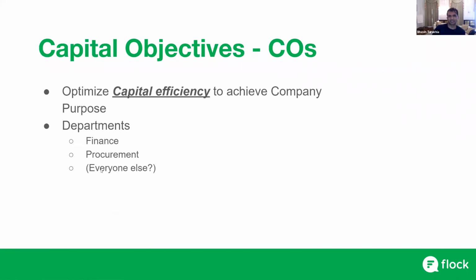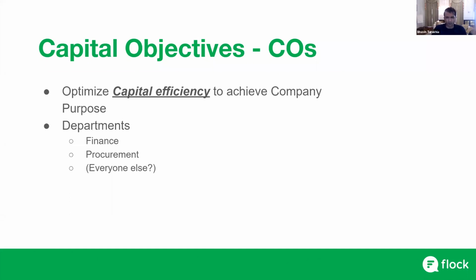And then there is the notion of capital objectives, which is optimizing capital efficiency to achieve the company purpose. So things like cost reduction, raising funds, investments, and making sure that we're using our capital efficiently. There could be certain departments that are focused more on capital efficiency than on people or customers. So departments like finance, procurement, etc. will focus much more on potentially capital efficiency related objectives.